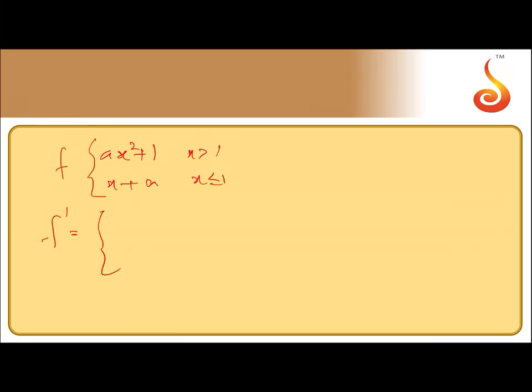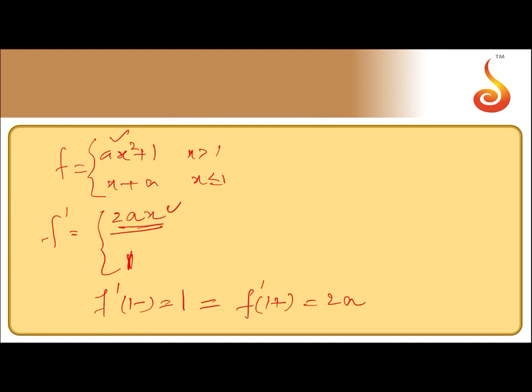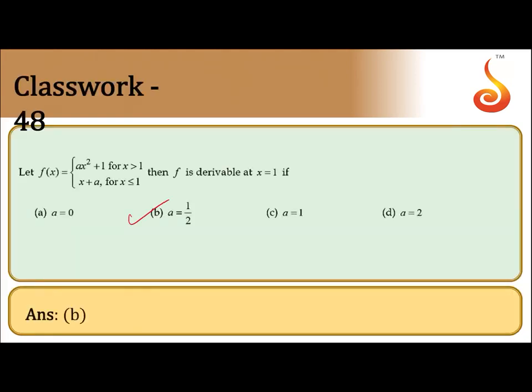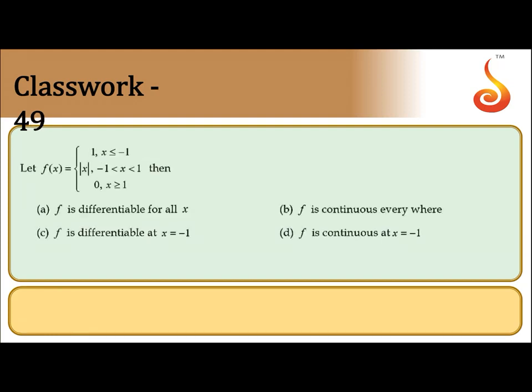So therefore, as the function is differentiable, we can find the derivative of each piece. It is 2ax and this is 1. Therefore f dash of 1 minus is nothing but 1 itself, and f dash of 1 plus is equal to 2a, when you substitute x equals to 1. So 2a has to be equal to 1, and therefore a has to be equal to 1 by 2. So the answer for this one is a equals half. When the function is differentiable, f dash of 1 minus is the same as f dash of 1 plus at x equals to 1. Coming here, the modulus x.